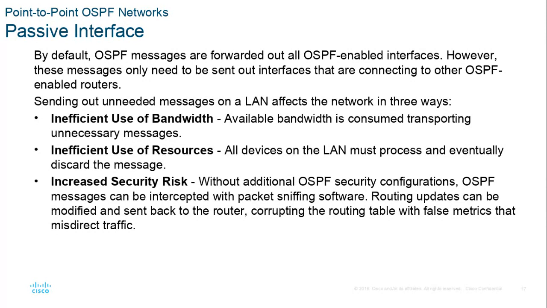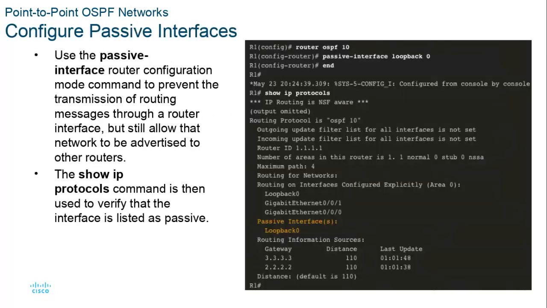If I just don't put that network in the network statement, they'll never hear any updates, but they won't be connected. They won't be communicating with the other networks because they won't be in the routing table sent to the other routers. So you can use a passive interface scheme to do this. What you're going to do is go to the router OSPF prompt, the config-router prompt, and type passive-interface loopback 0.